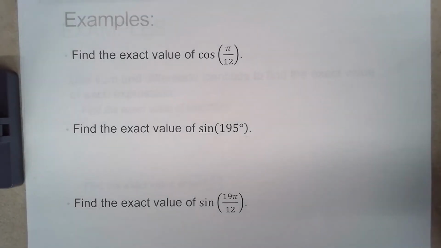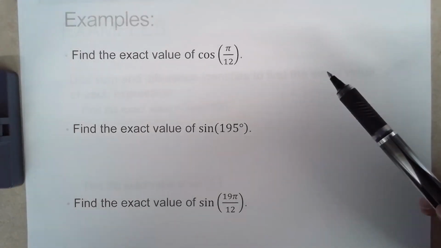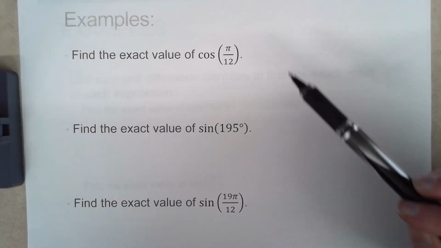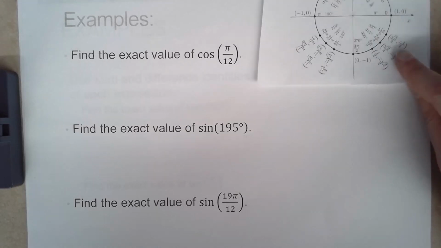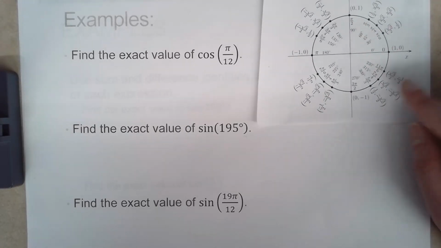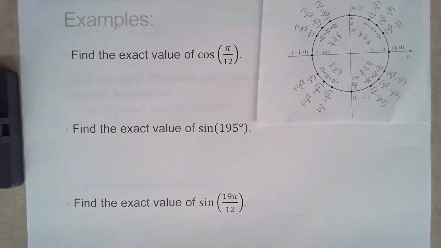Okay, so let's look at a few more examples. On our next one, we're doing cosine of pi twelfths. So we need to find two angles that add to pi twelfths or subtract to pi twelfths.